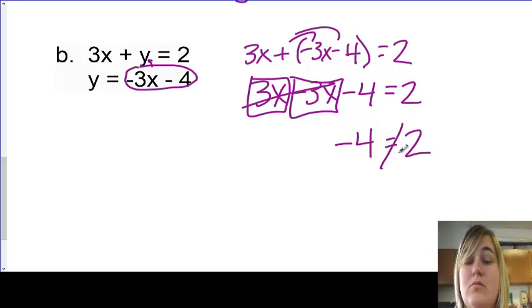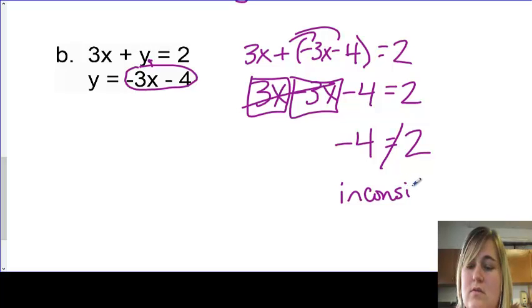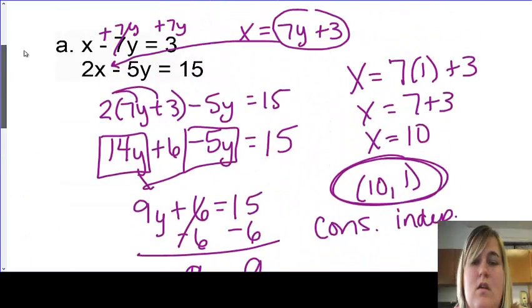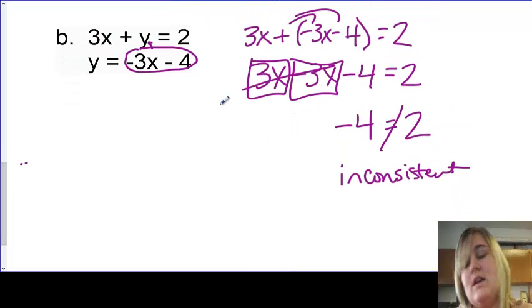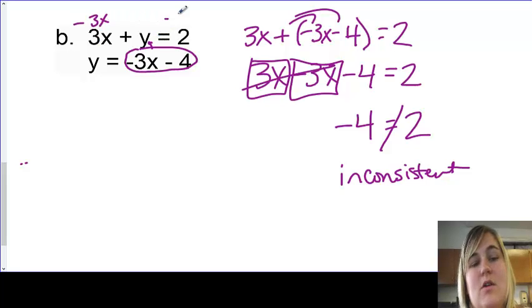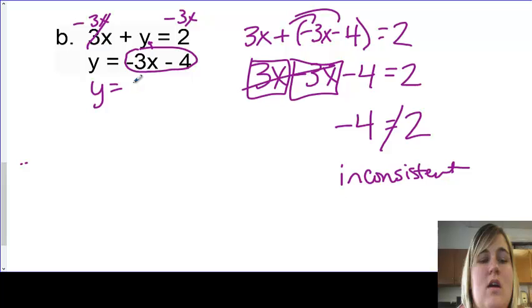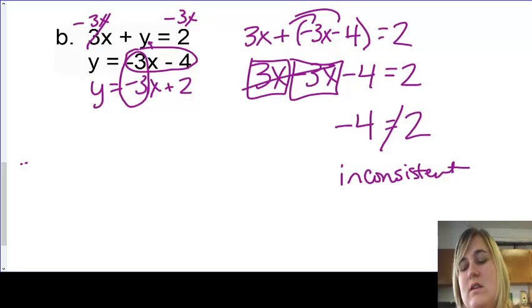That is not true. And because it's not true, that means that these lines must be parallel to each other. So that means that it is inconsistent. If you wanted to double check that it was inconsistent, you could get this one in slope-intercept form to prove that the slopes are the same. So if I subtract 3x from both sides, I'm left with y equals negative 3x plus 2. Again, I have that exact same slope, so it is an inconsistent system.